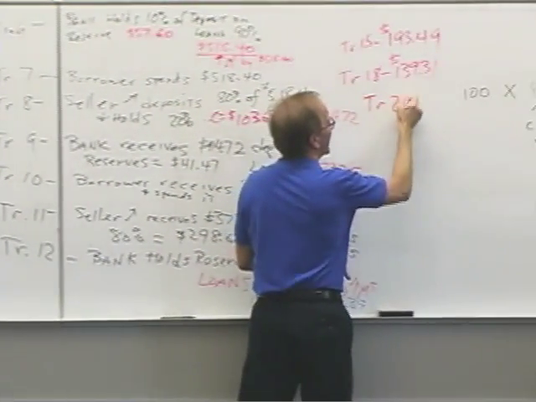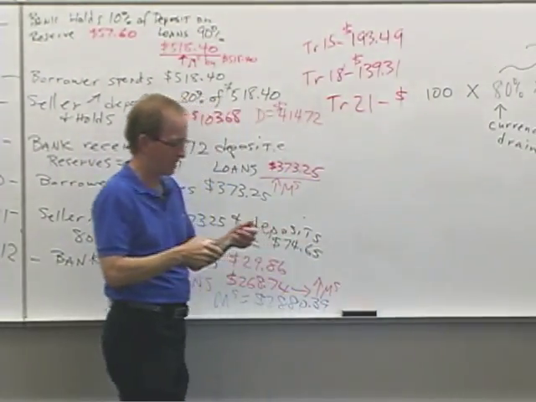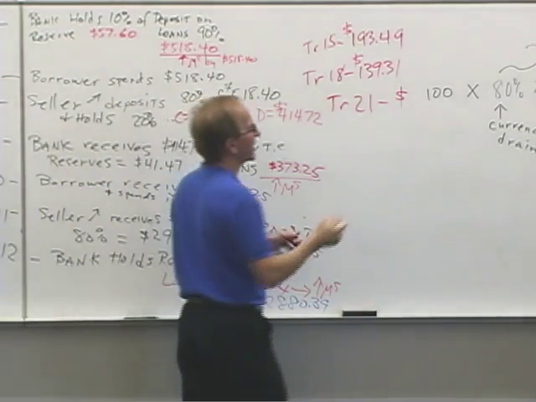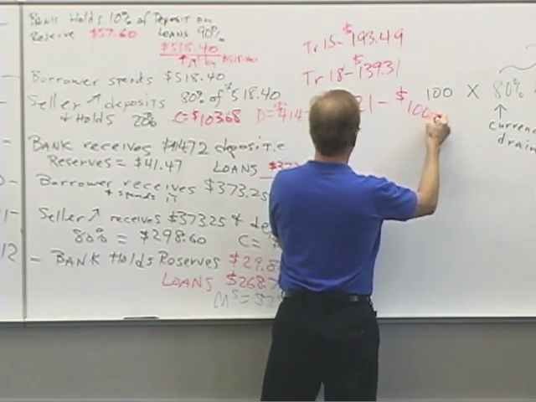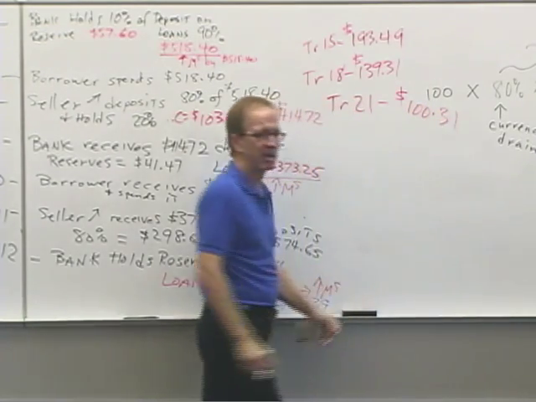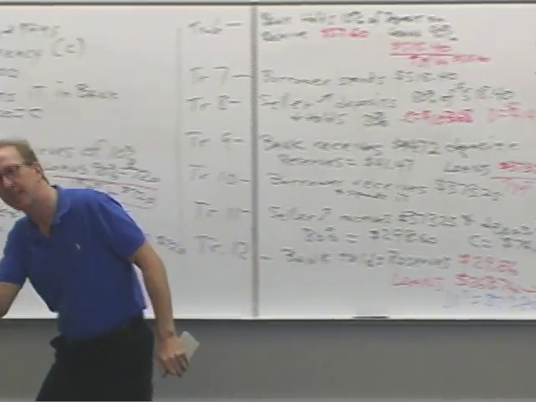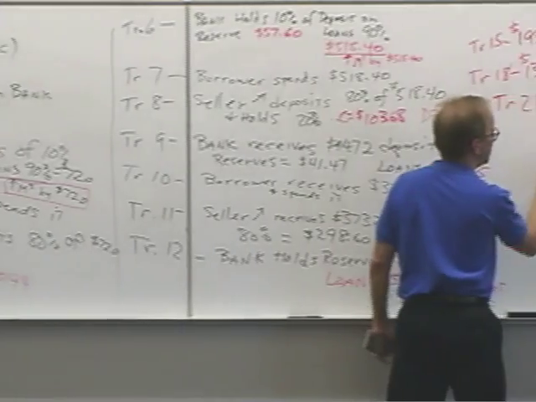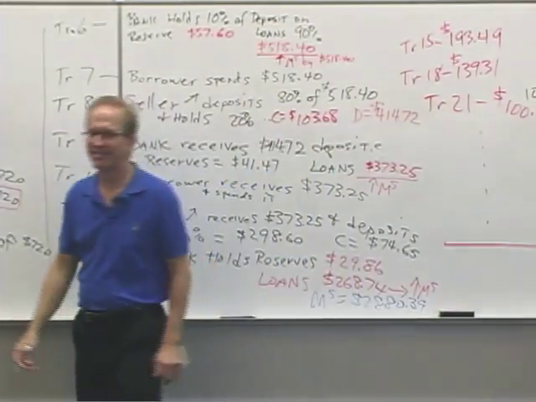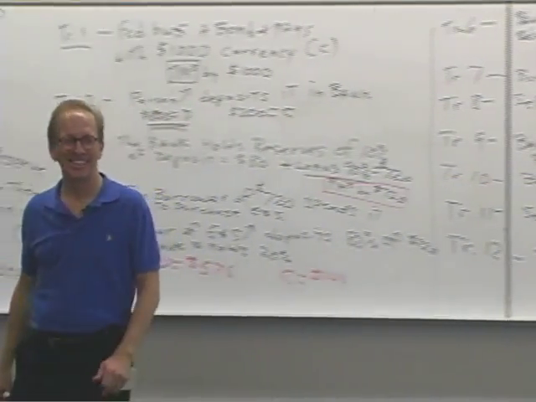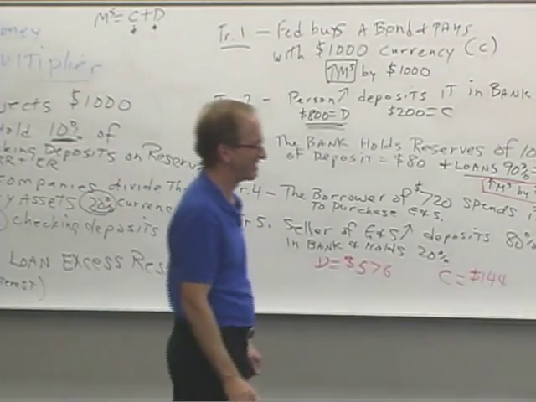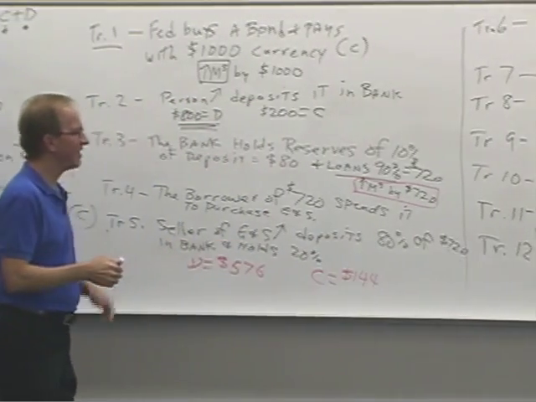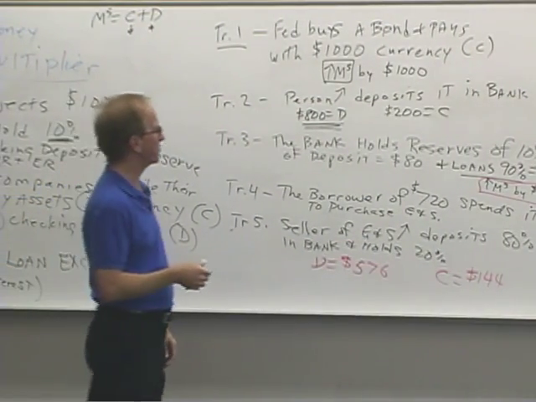Transaction 21. How much? Joni's going to get $100 and 31 cents this time. 72% as much every time. What do these all add up to? Well, only I know, and we'll talk about that in just a moment. By the way, all of these other things are 72% as much too.